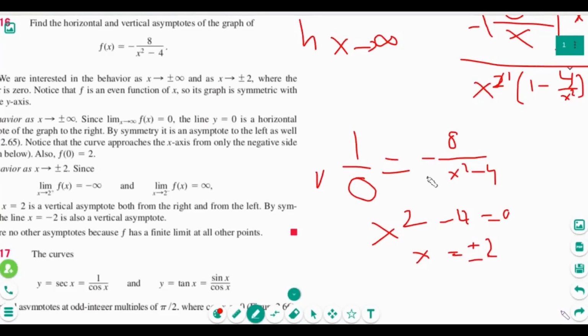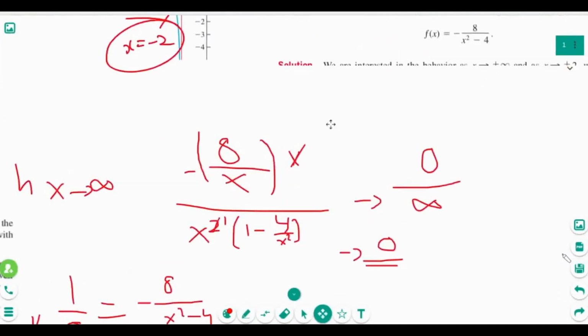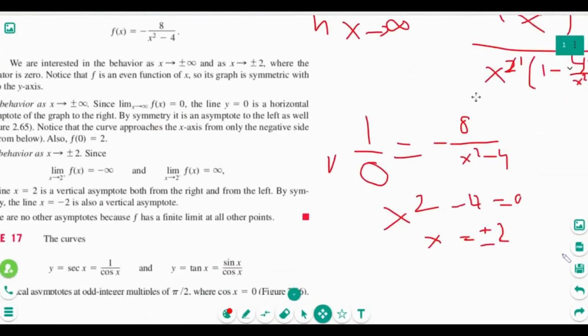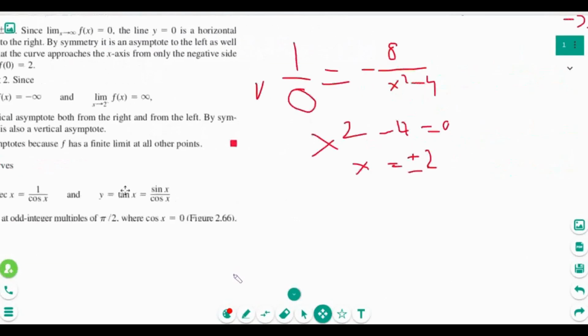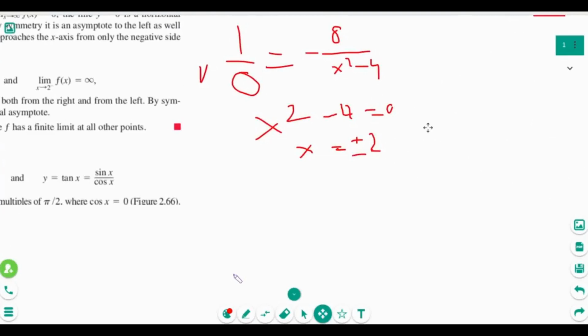Let me confirm here with the given graph. Where's the given graph? This one. Continue. Now we have these limits. To find out how that graph looks, only that is the calculation. So I think you are clear with this now.